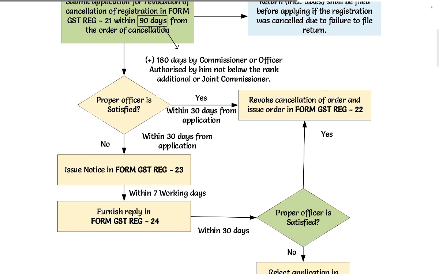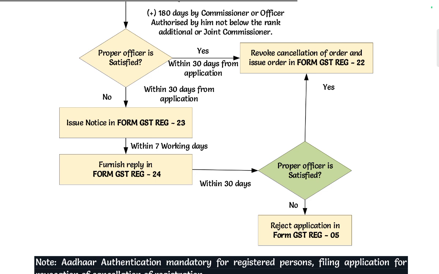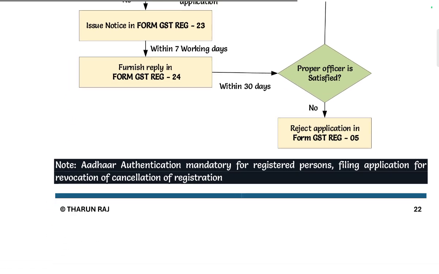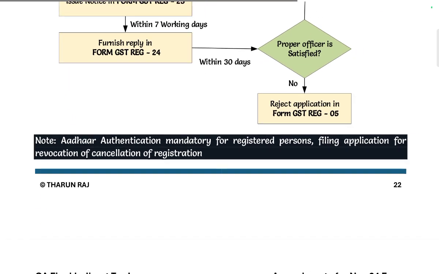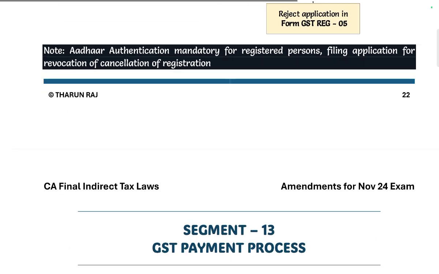If the proper officer is satisfied, within 30 days from the application he revokes the cancellation order by issuing form GST REG-22. Otherwise, a notice is issued in form REG-23 within 7 days. The applicant furnishes a reply in form REG-24 within 30 days. If the proper officer is satisfied, yes, he revokes the cancellation of registration. If no, he rejects the application in form REG-05. Aadhaar authentication is mandatory for a registered person filing an application for revocation of cancellation of registration.